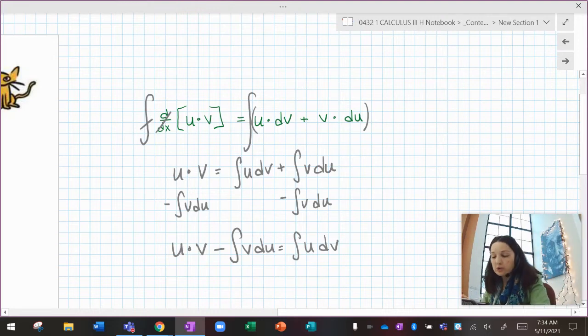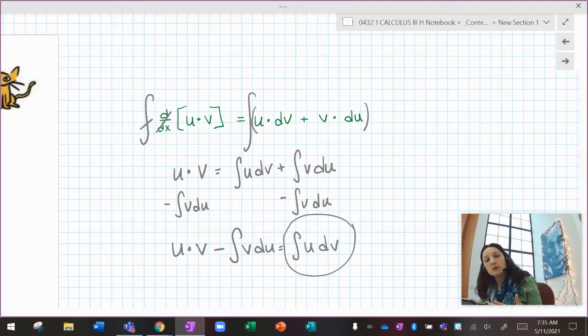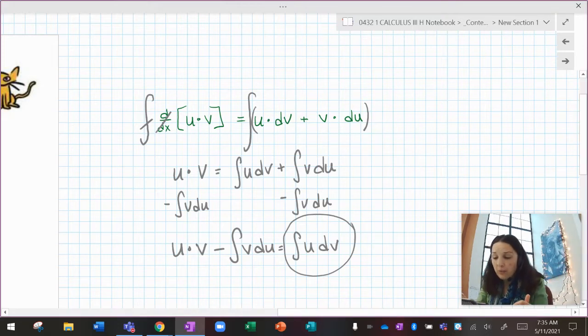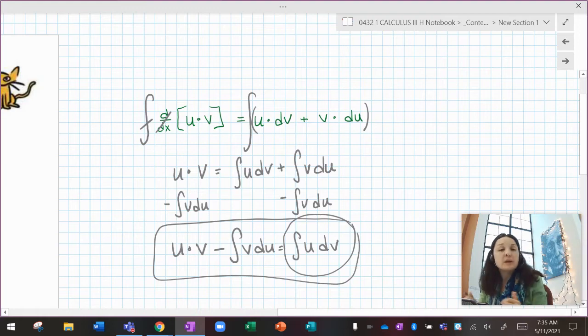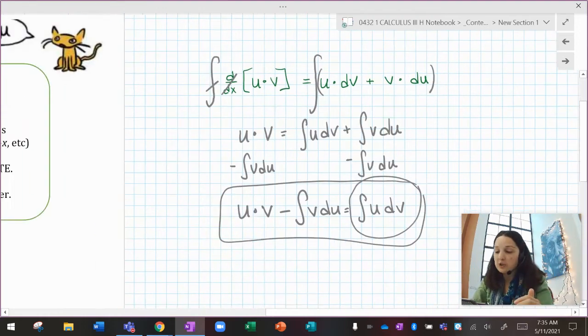Okay, so again, the integration by parts formula says, in a sense, if you want to integrate a product that you don't know how to integrate, you call one part of the product u, the rest of the product dv, and then calculate u, dv, v, du, all of those, and throw them into this formula to get your antiderivative. Okay, so that's the backstory. Now let's actually do it.